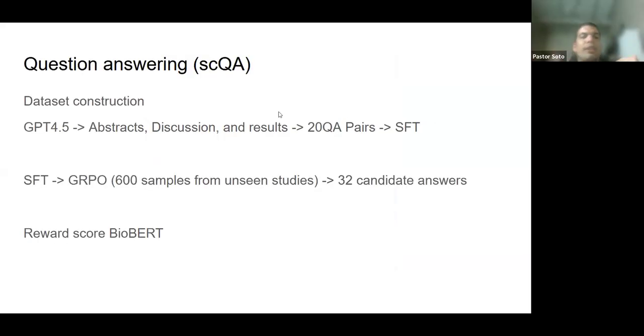Okay, now going to the Q&A. For the dataset construction, they use GPT 4.1 and 4.5, and they use the abstract, discussion and results, and they generate 20 Q&A pairs, and they use that for supervised fine-tuning. And from the supervised fine-tuning, they use GRPO to generate 600 samples from unseen studies. The candidate answers were 32, which is what I explained on the policy model, and the reward score was BioBear, or the advantage.